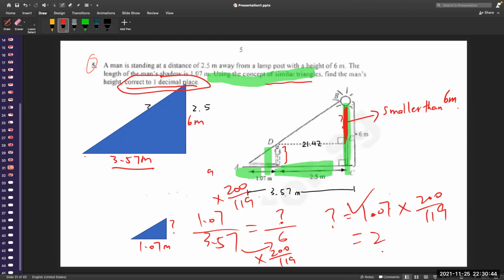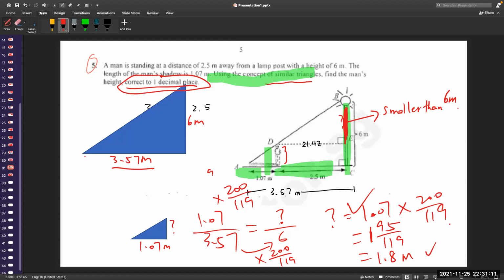Sorry. 1.07 times 200 over 119. 1 point 9 5 out of 119. Correct. And then to one decimal place. 1.8. Correct. Okay, 1.8 makes sense.